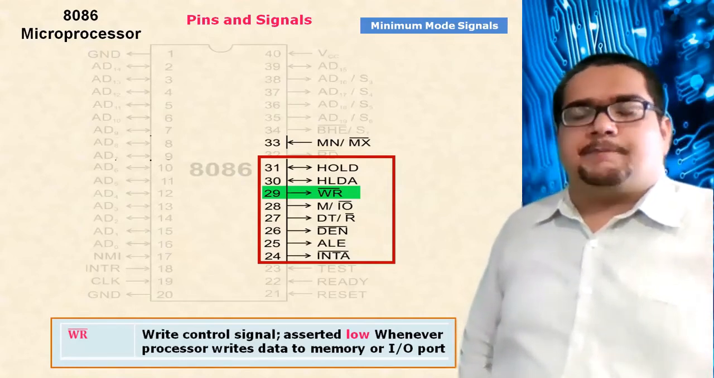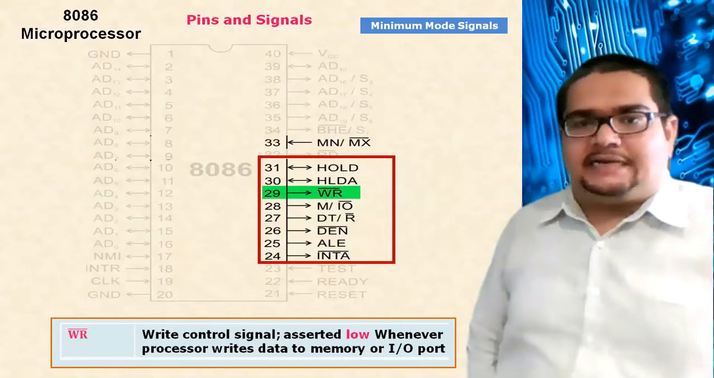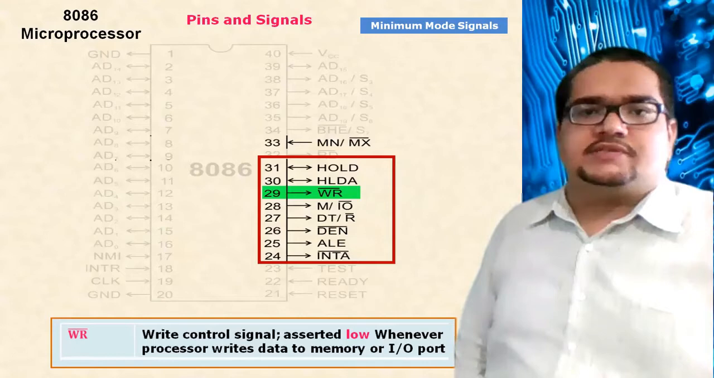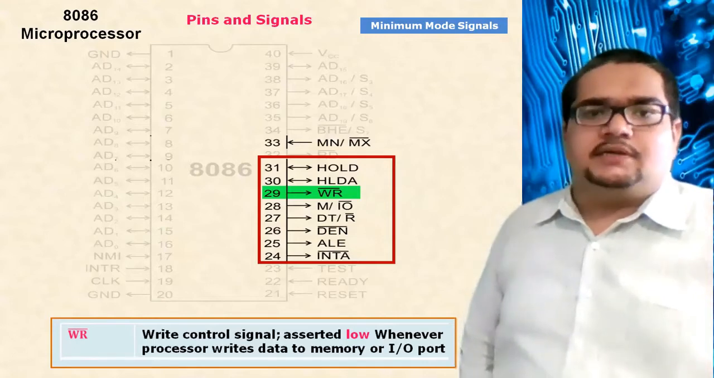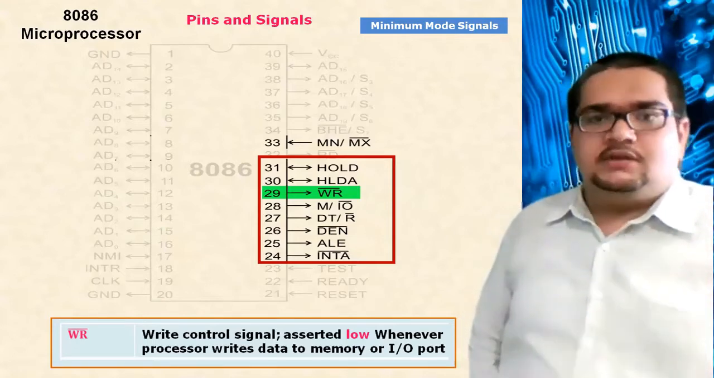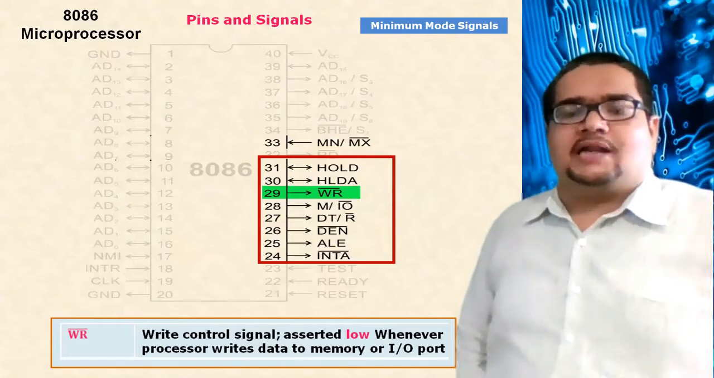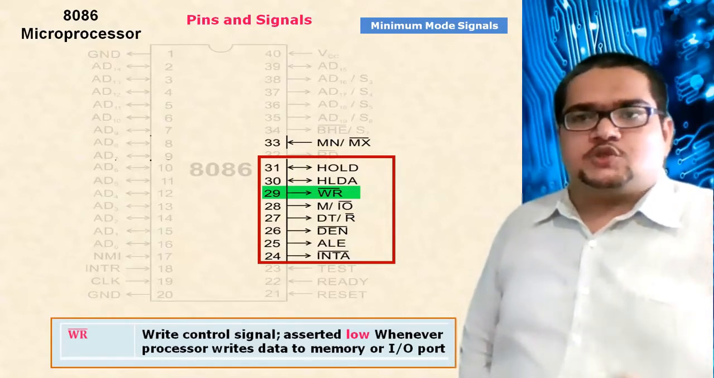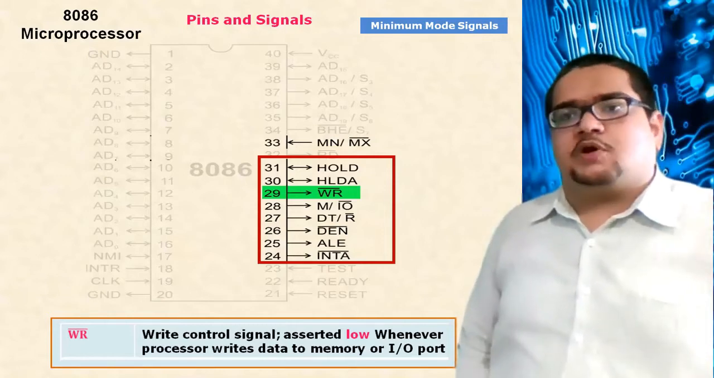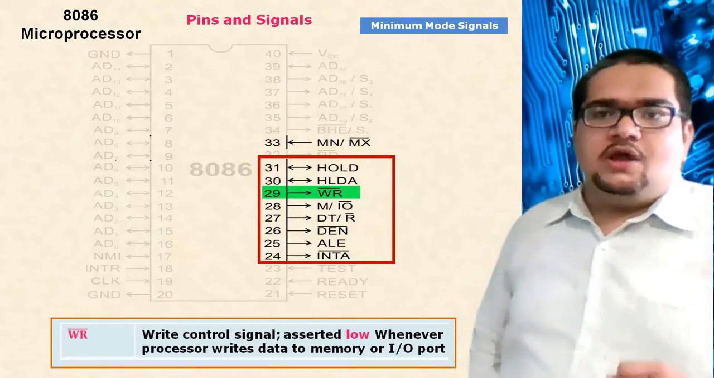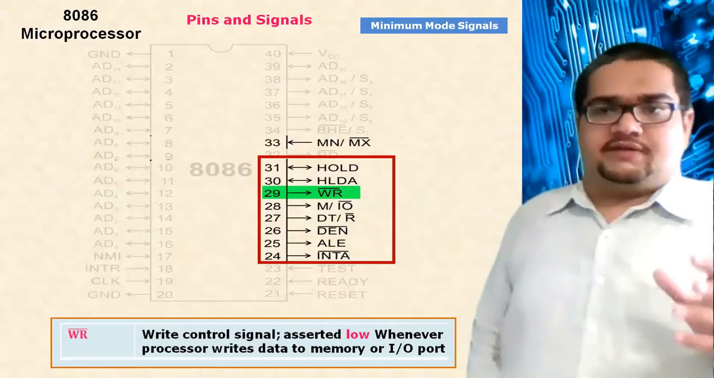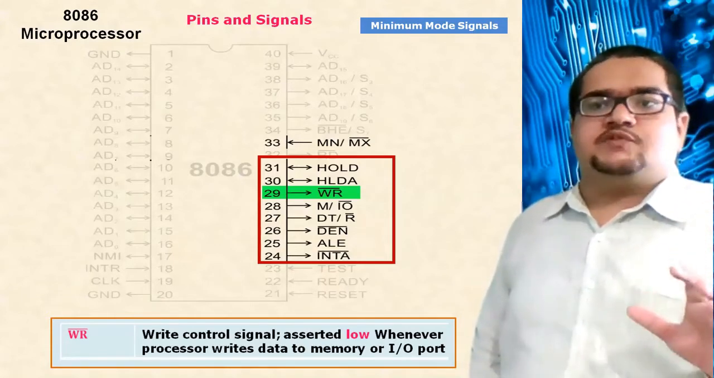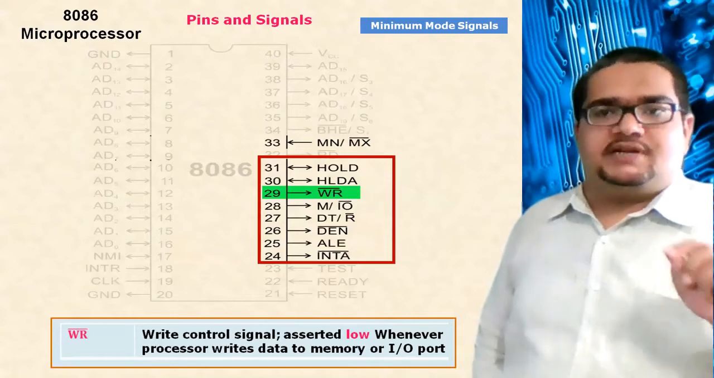So we'll start with pin number 29, that is write. We have discussed pin number 32 in the common mode signals, that is read. Write is also an active low signal that indicates the processor's status of writing data. Whenever the processor is writing data to the memory or to the output devices, in all these situations 8086 will make pin number 29 low.